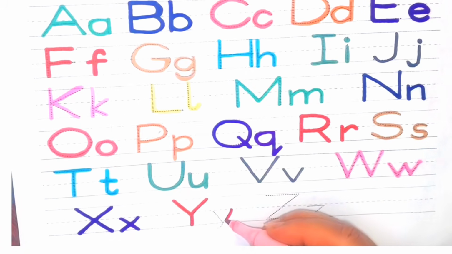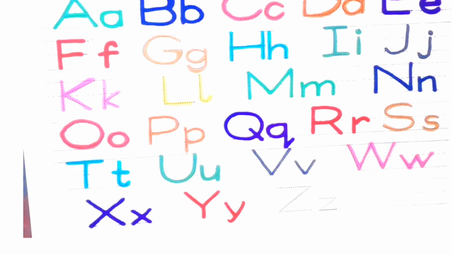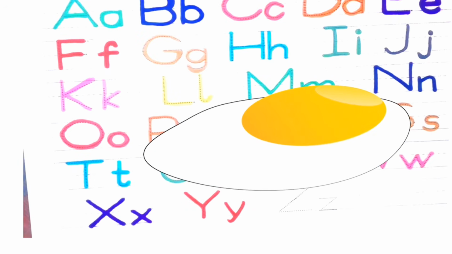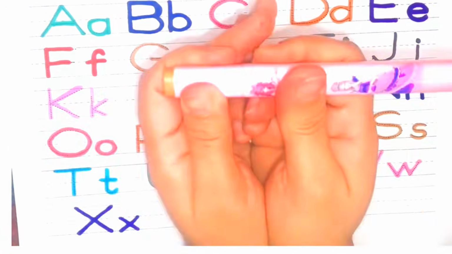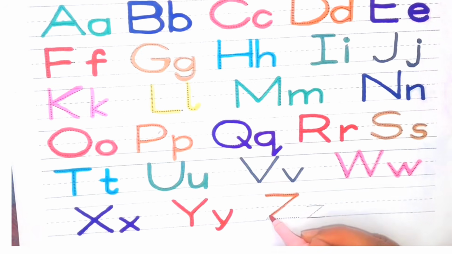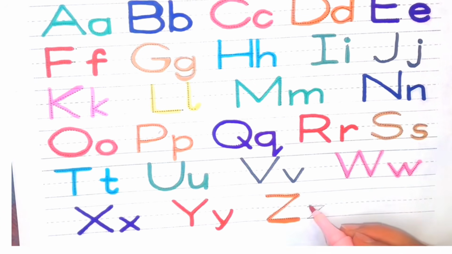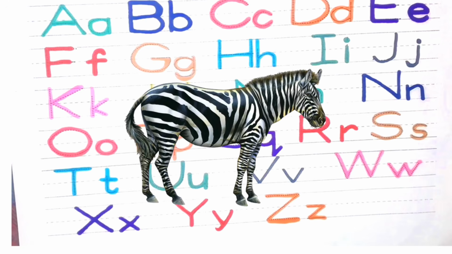Capital Y. Small y. Y for yolk. Capital Z. Small z. Z for zebra.